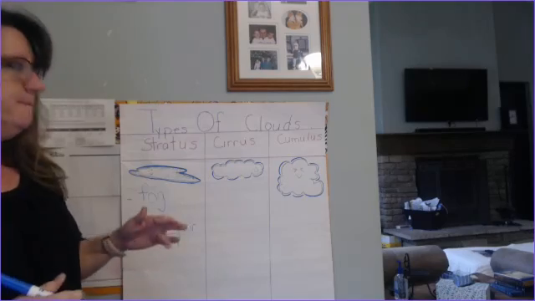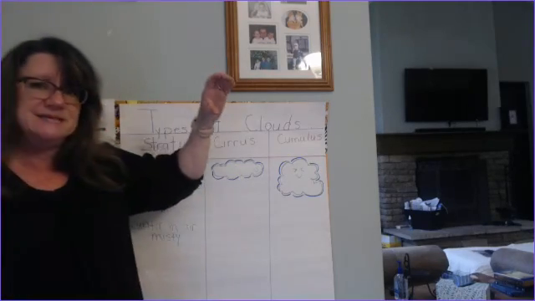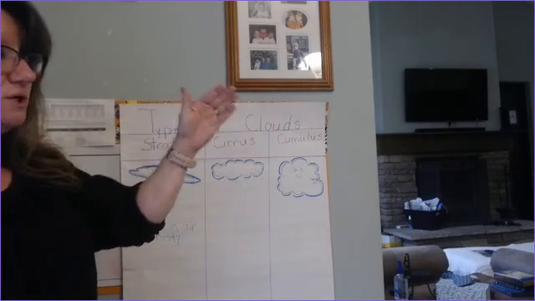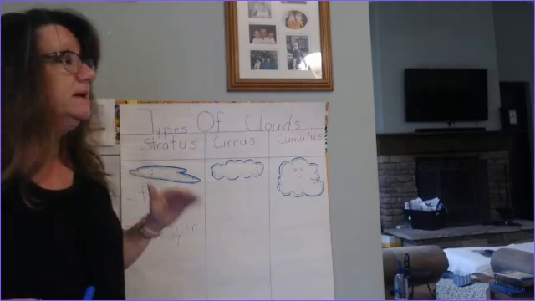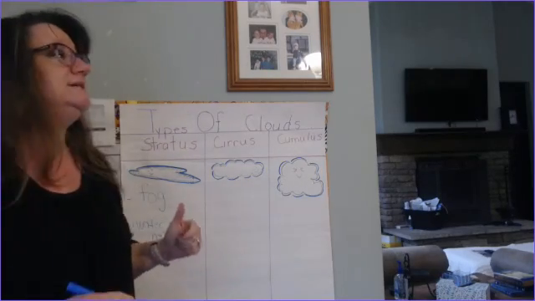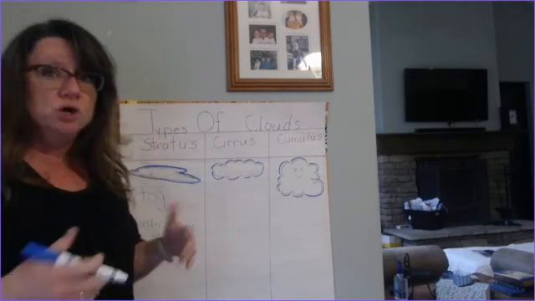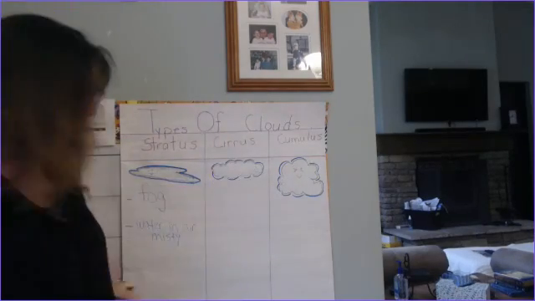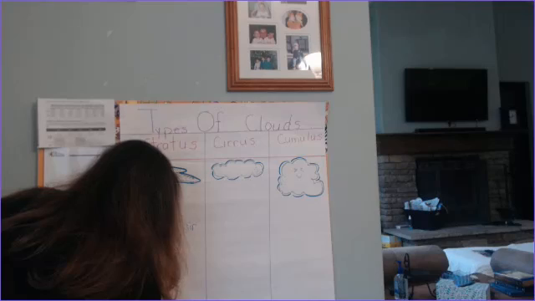And stratus clouds are long and skinny, and it can look like they're covering the whole sky. If you look out your window right now today, and this is at 10 o'clock in the morning today, if you look out your window, you're going to see stratus clouds, long gray clouds. Stratus clouds.